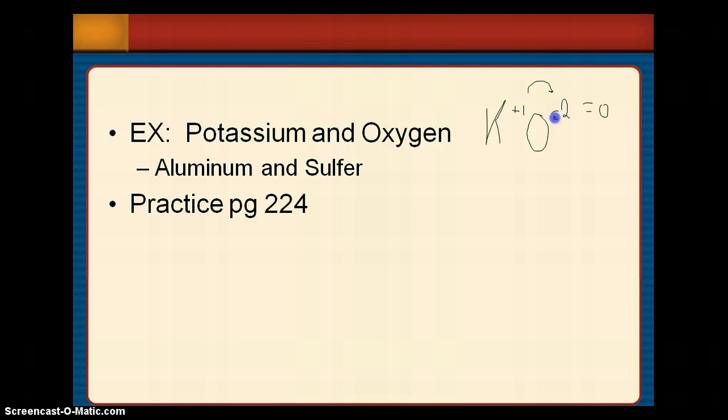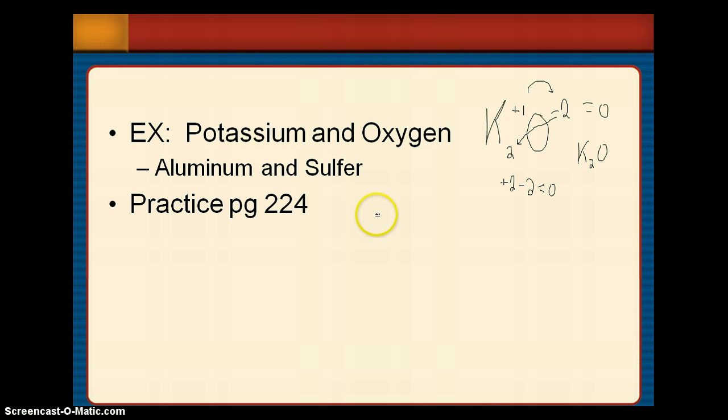So what I need to do is I need them to balance out. Well, the easiest way to do that is cross multiply. I can take this 2 and I can put it down here. I don't need to cross the 1 because I don't need an invisible 1 here because I already have the oxygen there. But if I take a +1 times 2, that's a +2. And I take it minus the 2, that balances out to 0. So my formula for potassium and oxygen is K2O. And I can just write it just like that without the charges. K2O.